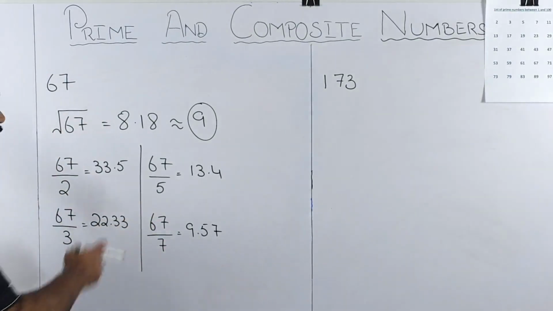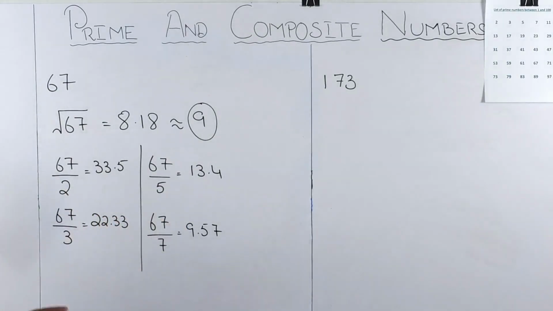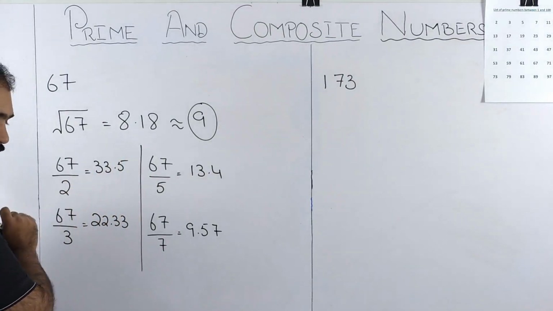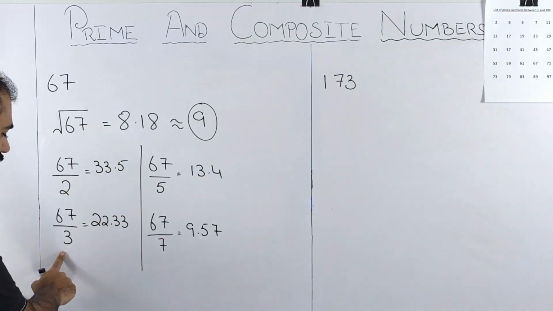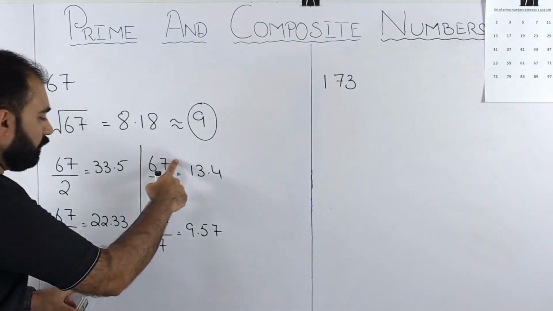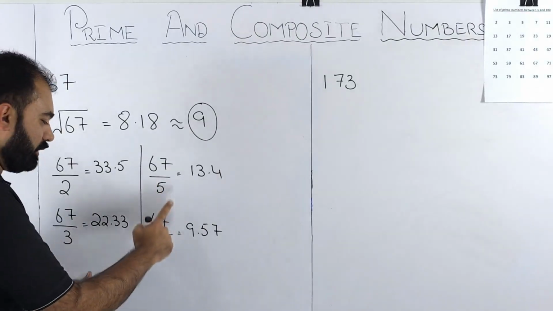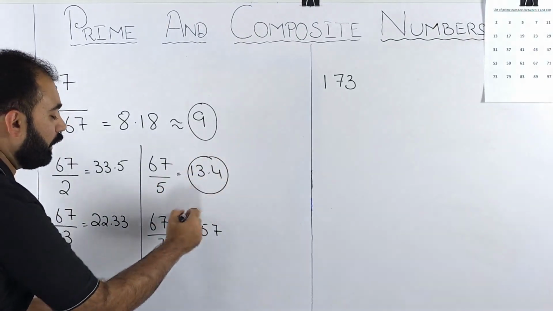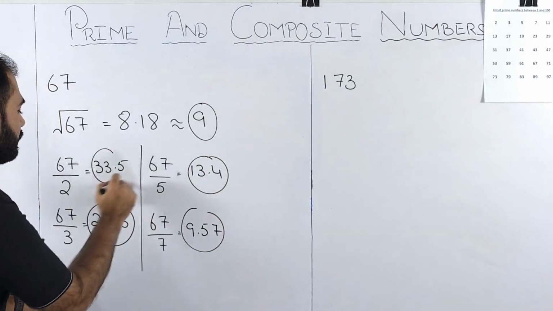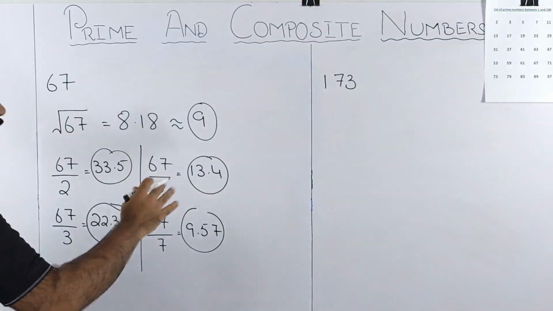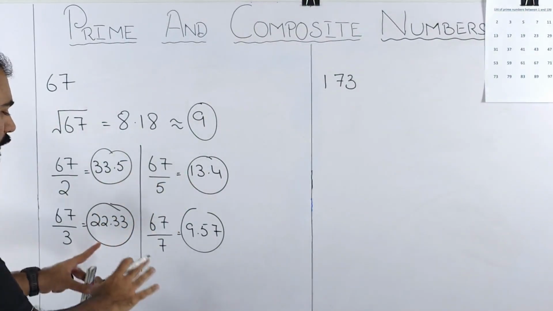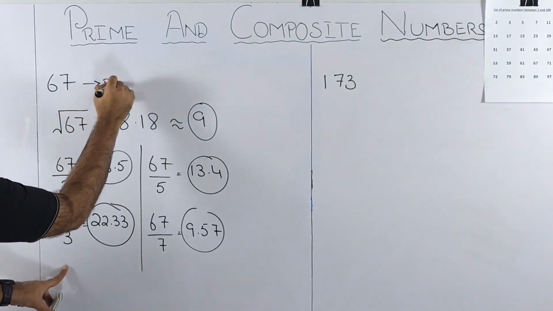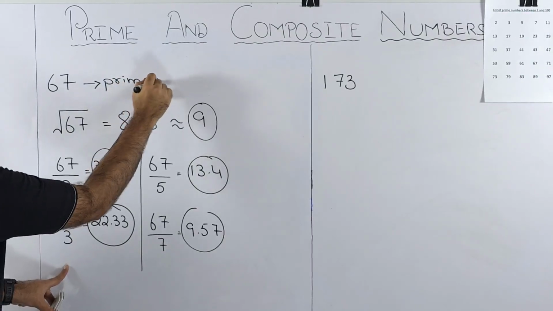And if I get a whole number in any of it, now see, divided by 2, it is not completely divisible. Again, 67 by 3 is not completely divisible. 67 is not completely divisible by 5 and 67 is again not completely divisible by 7, because in none of them do we get a whole number as the answer. So if we have a situation where we don't get a whole number in any case, we will say that it is a prime number.